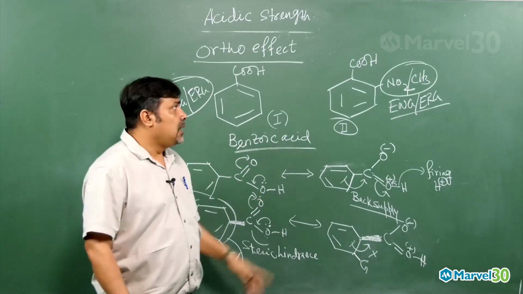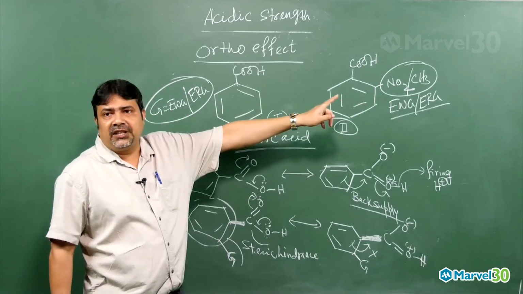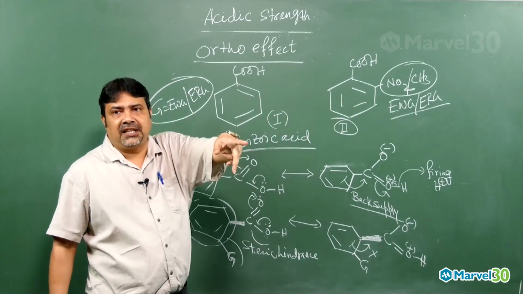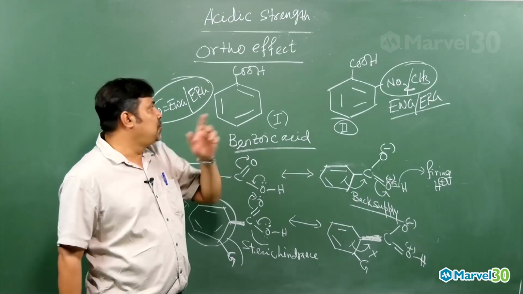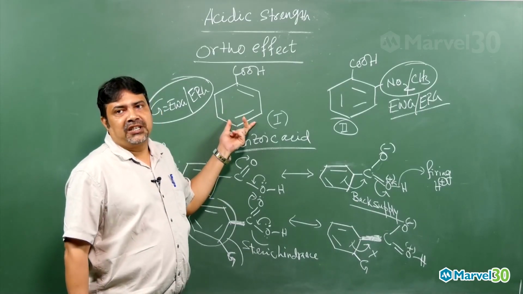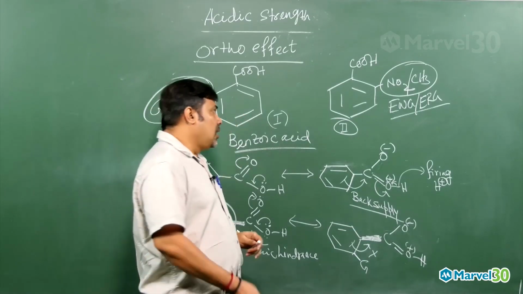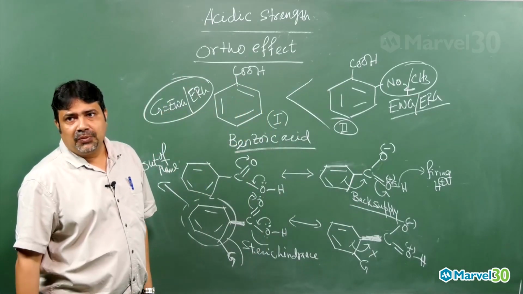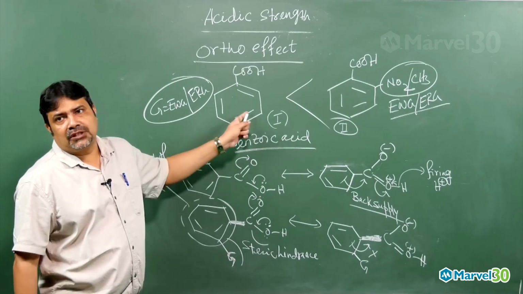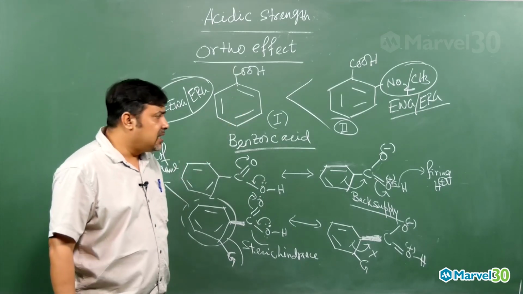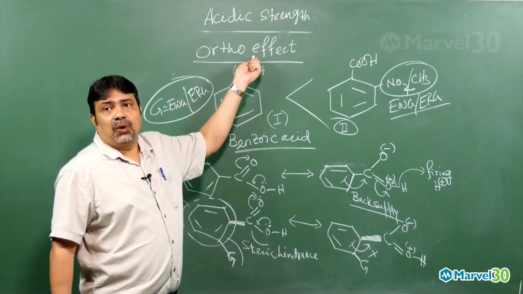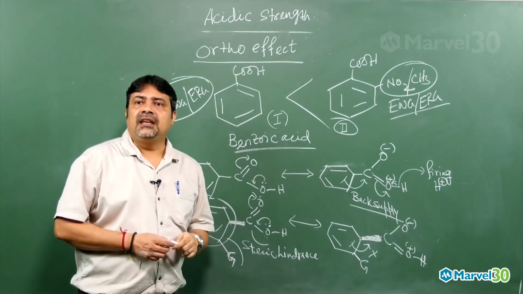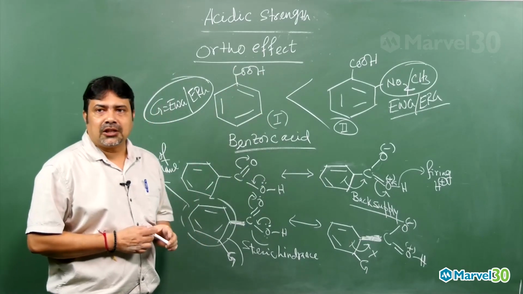So that is why when there is an ortho substituent, that will be more acidic compared to when no substituent is there. So that is why an ortho substituted benzoic acid will always be a stronger acid compared to simple benzoic acid. Why? Because of the ortho effect. And what is the ortho effect? I explain in front of your eyes what the ortho effect is.